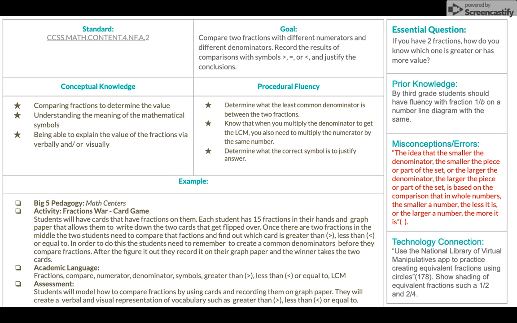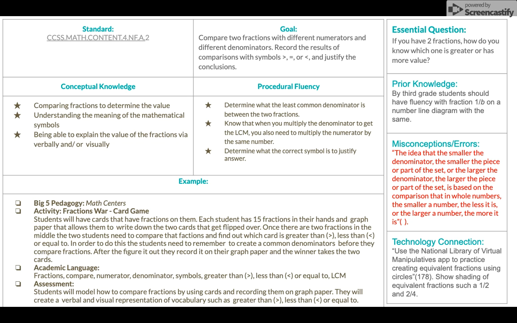So for the procedure, you need to determine the least common denominator as well, which is going to be a new term to them. So that's something they're going to have to learn as well. And then being able to make the denominators equal if you need to compare them, and being able to find the best way possible to do that. And then determine which symbol you're going to use to show which one is greater than, less than, or equal to.